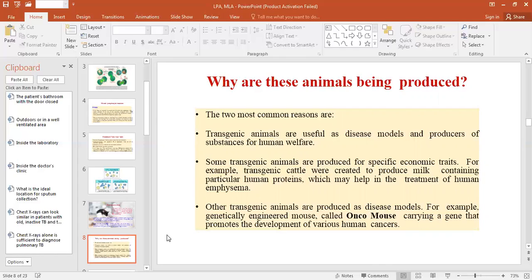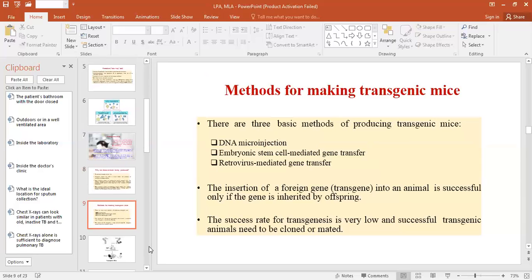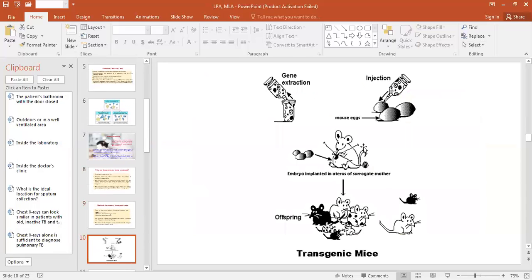Other transgenic animals are produced as disease models. For example, the genetically engineered mouse called the oncomouse carries a gene that promotes the development of various human cancers. So there are different types. This is the process by which the transgenic mouse is prepared.